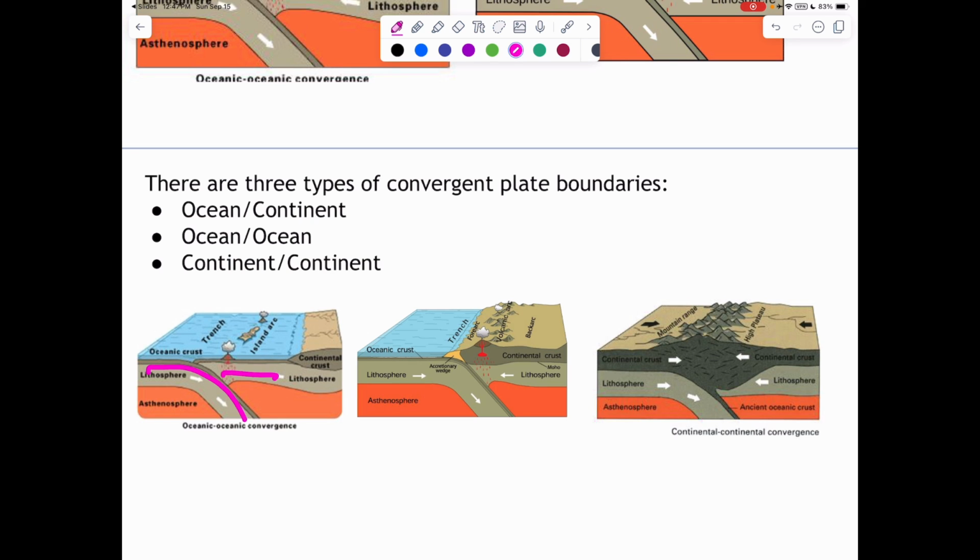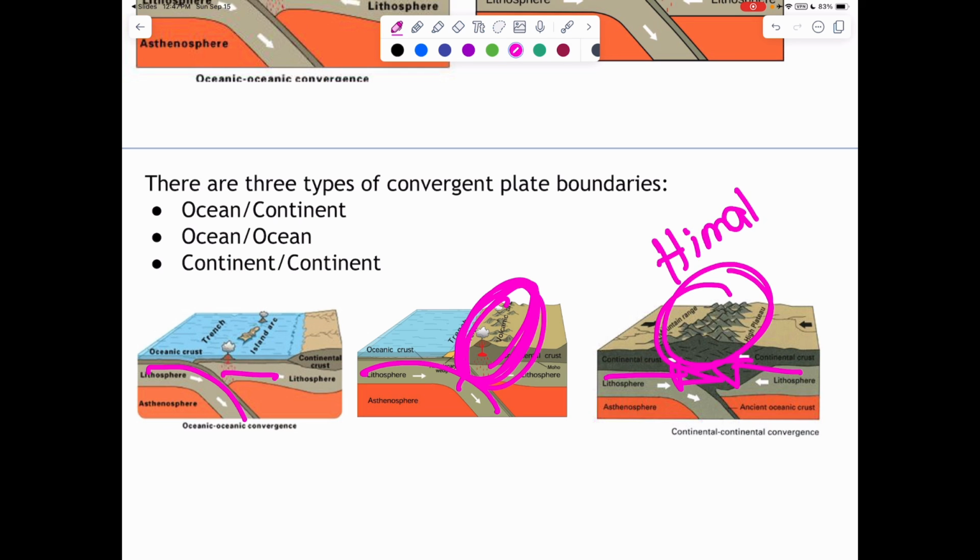So sometimes we have ocean, pretty simple. Then we have ocean continent, where we're going to get these folded mountains right here. But then we actually have continent. Continent's really tricky because there's not a lot of room for one to fold under the other. So they're really just pushing at each other. And it causes these mountains here to get really, really tall. So your example would be the Himalayas. That is your example. So the Himalayas are a continent-continent convergence boundary.